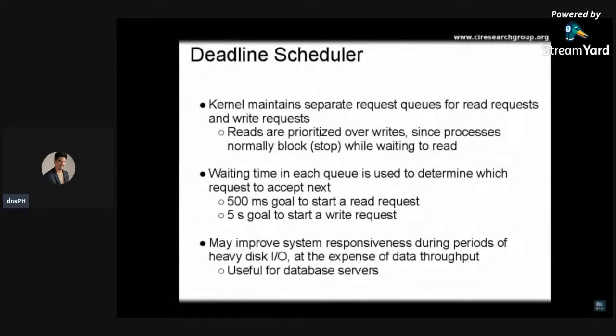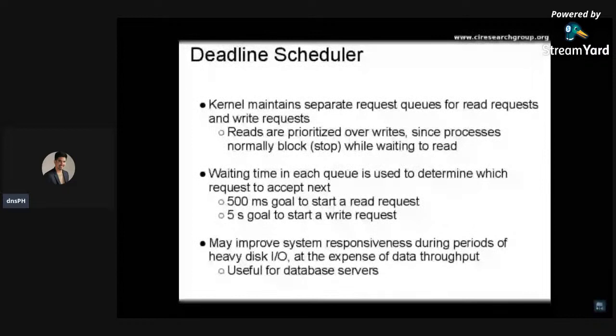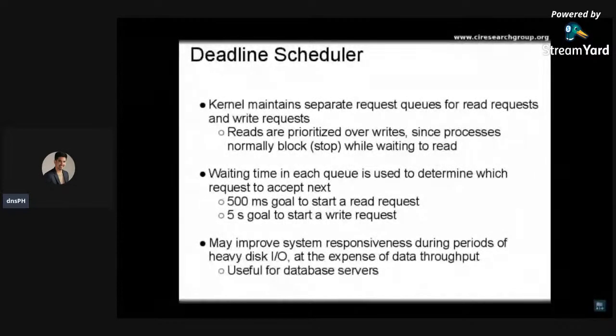This scheduler may improve system responsiveness during periods of heavy disk I/O at the expense of data throughput, since each request has a deadline, and the longer a request has been waiting, the sooner it will be scheduled. This is especially useful for database workloads because there are many requests for different parts of the disk. However, for web servers and other services that try to access large quantities of data located in the same location on the disk, this particular scheduler can actually reduce total throughput.